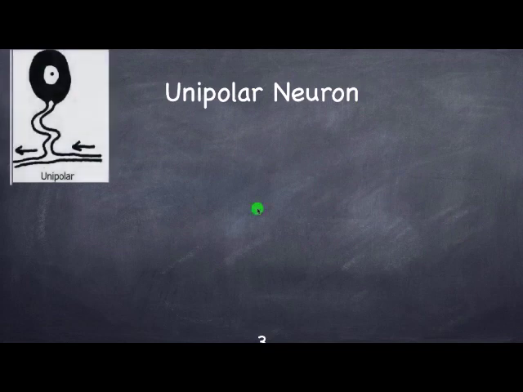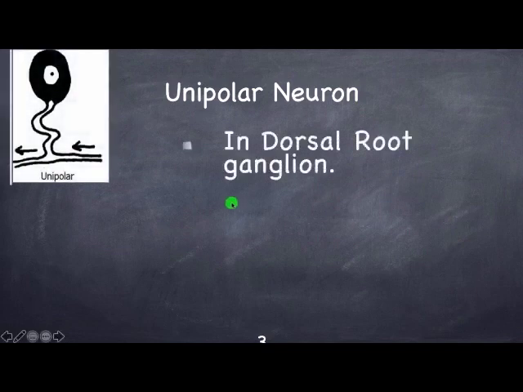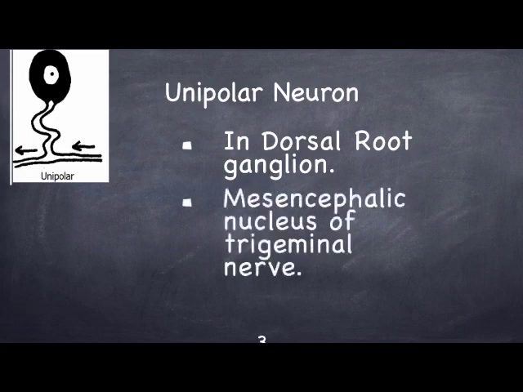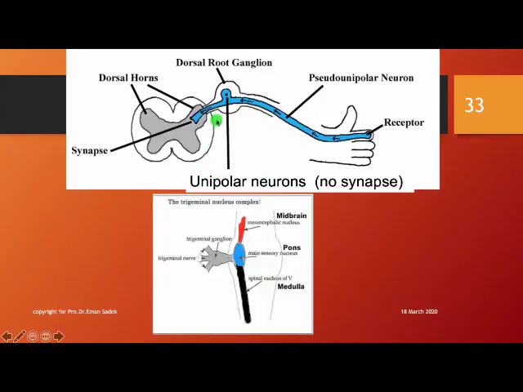Now, start with the unipolar. This is present in the dorsal root ganglia, which is the spinal ganglia, and also in another situation in the trigeminal nucleus, which is called the mesencephalic nucleus.